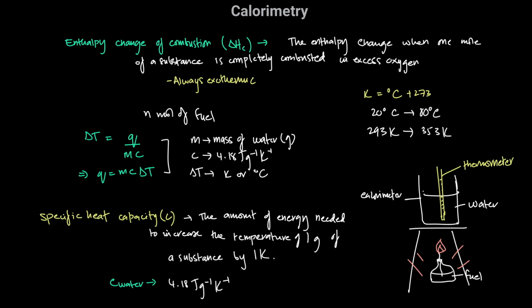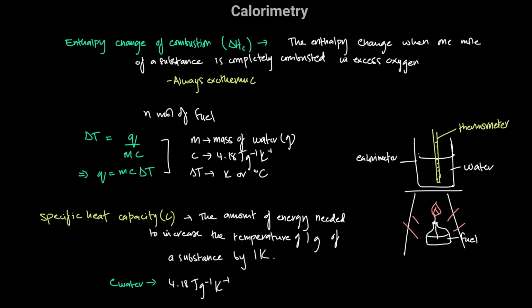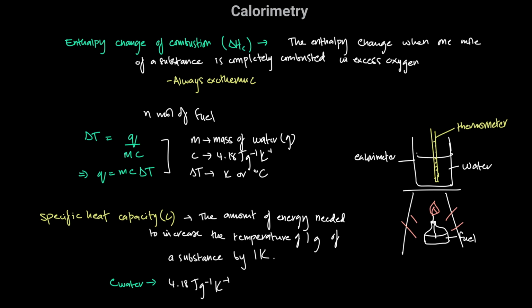You can use Celsius or Kelvin to calculate changes in temperature, which is why the specific heat capacity of water can also be written as 4.18 joules per gram per degree Celsius. Again, the change in temperature is the same, so you can say that, but we use Kelvin because that's the standard SI unit for temperature. Specific heat capacity is the amount of energy needed to increase the temperature of 1 gram of a substance by 1 Kelvin or by 1 degree Celsius. You're going to see data given to you in degrees Celsius or in Kelvin.